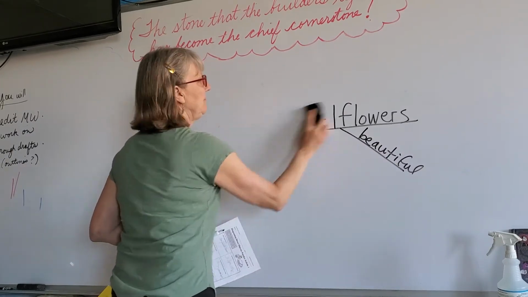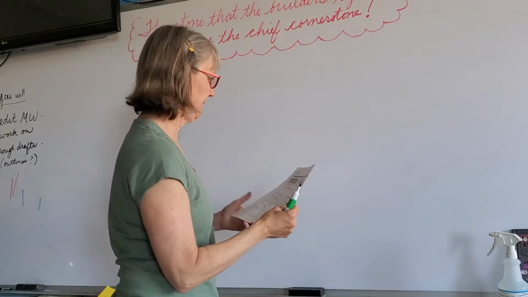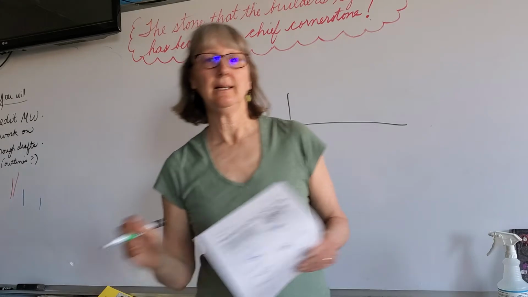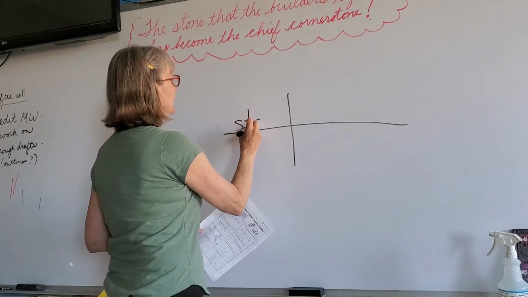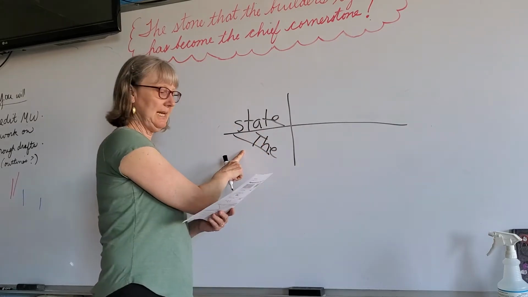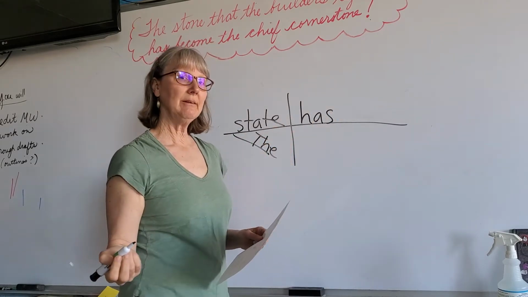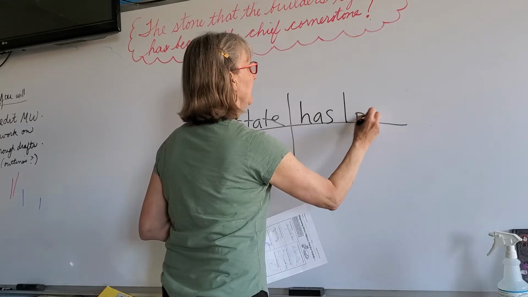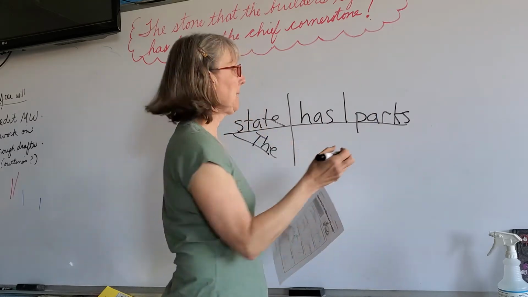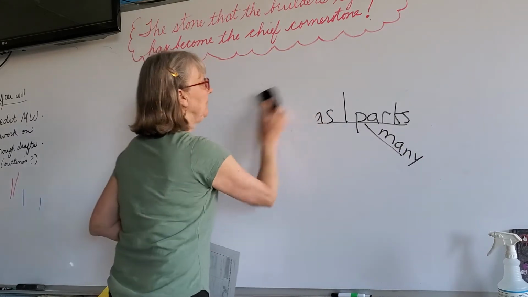I'm going to do several with you before I have you do some of your own. Number 3, the state has many parks. I'll talk you through that one. The state has many parks. And they already have state. The is an article that modifies state, so it comes off of state. State, the verb is has. What does the state have? Parks. That's our direct object, right? But there is a modifier there. What kind of parks? Many parks. So our adjective comes off of there. That one's already done for you, but I wanted to talk it through.